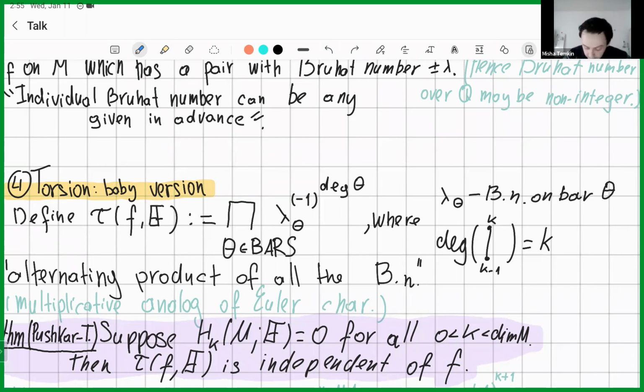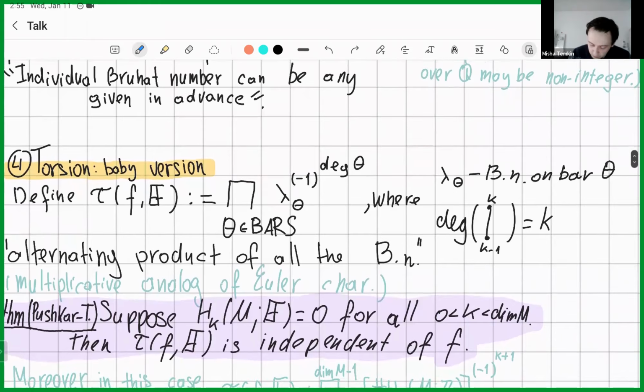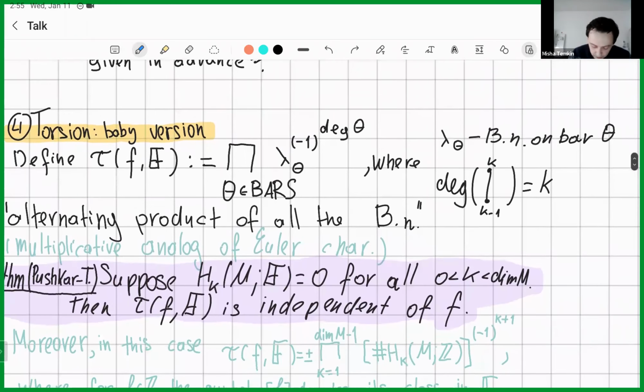So that's the statement. So then there's the actual question. Okay, so if this product is independent of the function, then how do we define this product explicitly in terms of the manifold without appealing to the function? So there is a natural answer to this natural question, which is given by this formula.